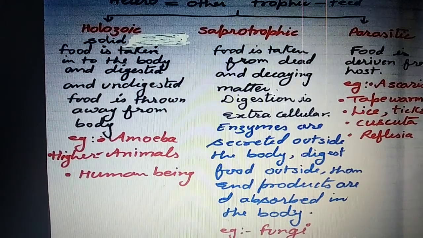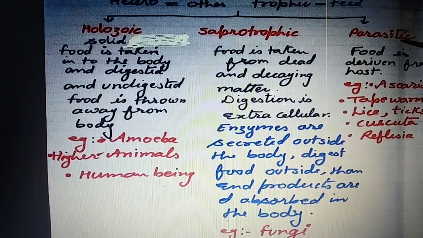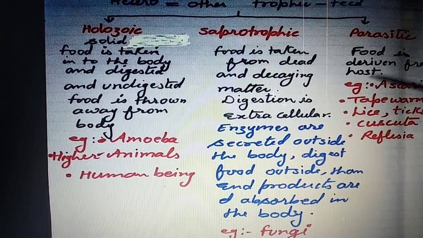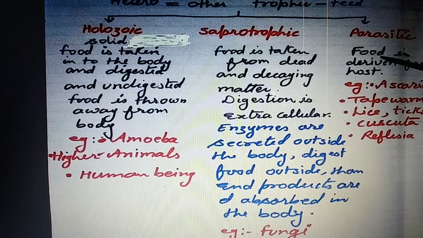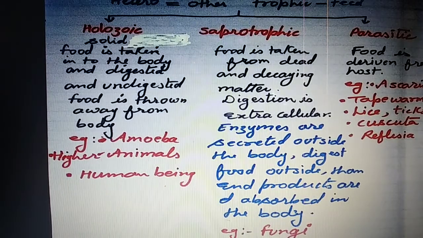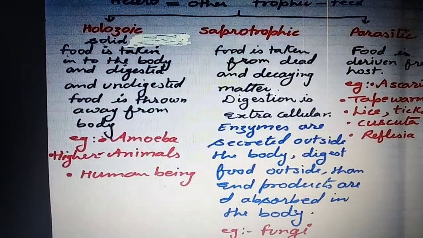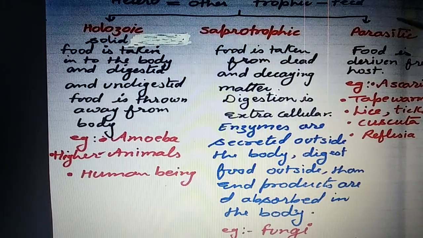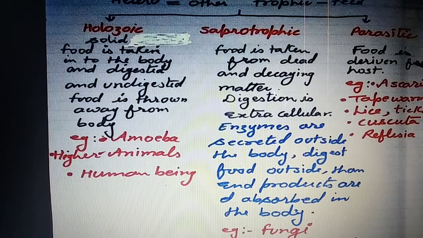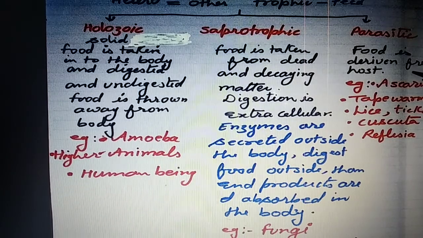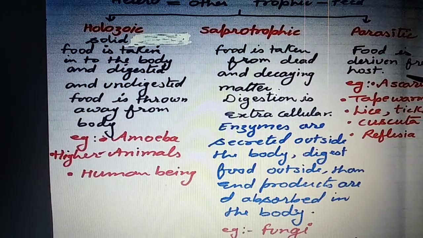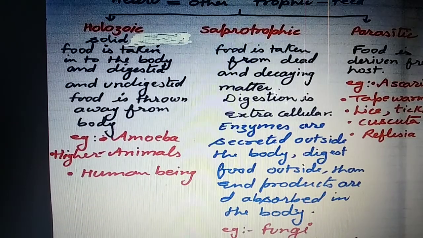Now see the third one. Third is parasitic mode of nutrition. In the parasitic mode of nutrition, food is derived from the host. It means the organism on which the parasite depends is called the host. One organism depends on the other living organism, and it takes its nutrition directly in the digested form. It absorbs its nutrition from the host.